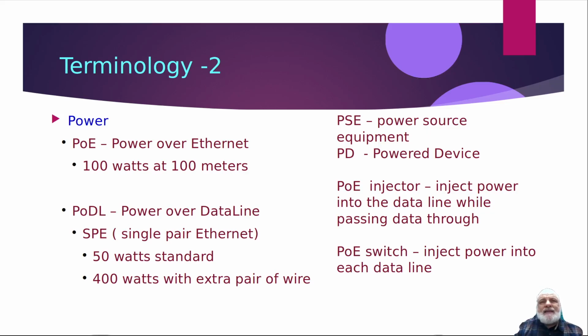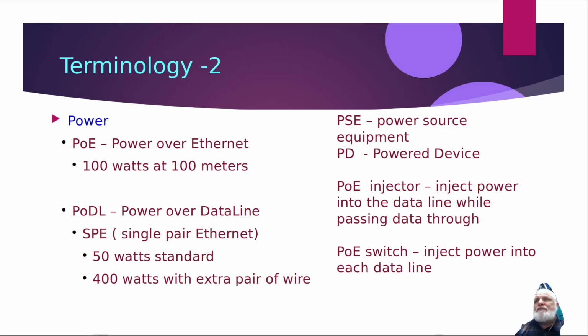They also have something called power over data line, which is kind of the same thing, but the difference is we have just a single pair of wires, like a single pair Ethernet. There's actually something called single pair Ethernet. So instead of having 4 pairs, you just have the 2 wires, and you're sending the data on that same line. That's the difference from power over Ethernet, which actually uses one of the pairs that wasn't really getting used for data to send the power. But here we're sending the power on the same line as the data. And for a single pair Ethernet this is good for about 50 watts. Or if you run a second set, you can actually get up to 400 watts.